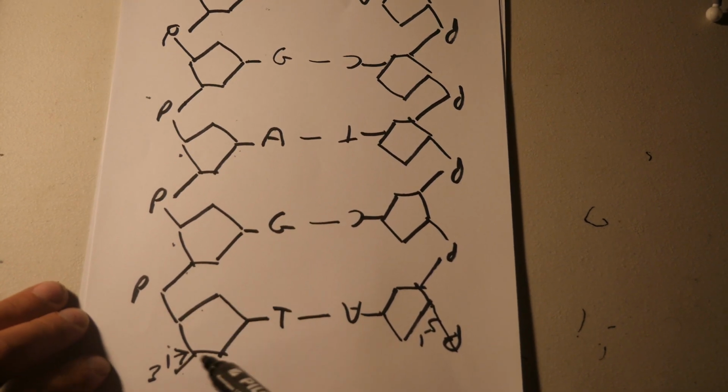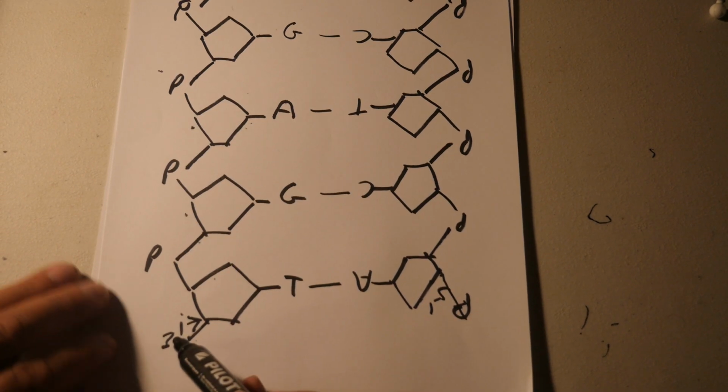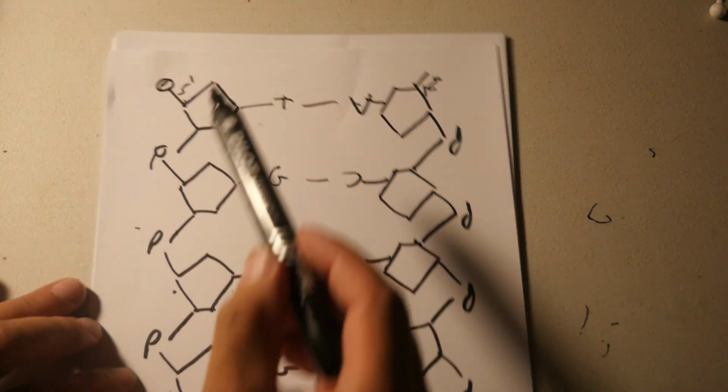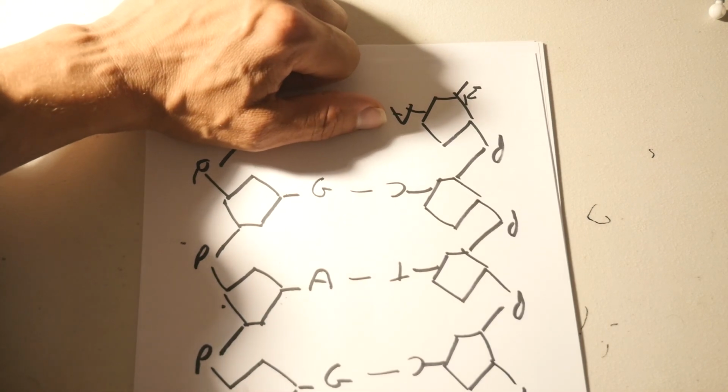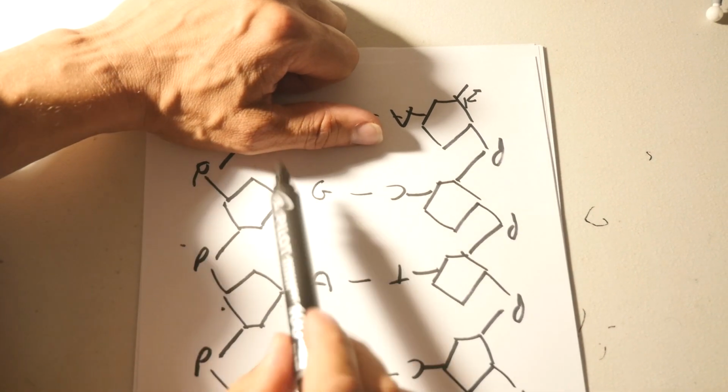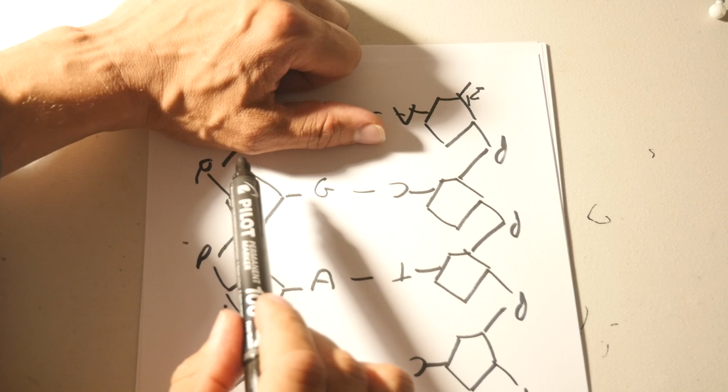It has to end on the sugar. That's why it ends in the 3', and why the other end ends in the 5'. It cannot end on a phosphate. Otherwise the chemistry is wrong. The physics and chemistry doesn't allow that.